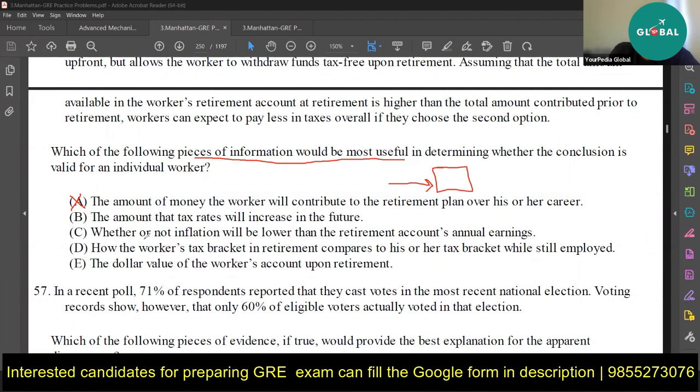Okay. The amount that tax rates will increase in the future. What about this?